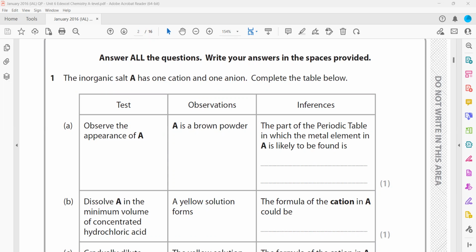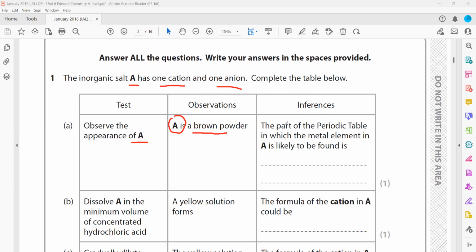So inorganic salt A has one cation and one anion. Complete the table. Observe the appearance of A. It appeared to be brown. If a substance appeared to be colored, what does this give an evidence of? It gives an idea that there might be a transition element.